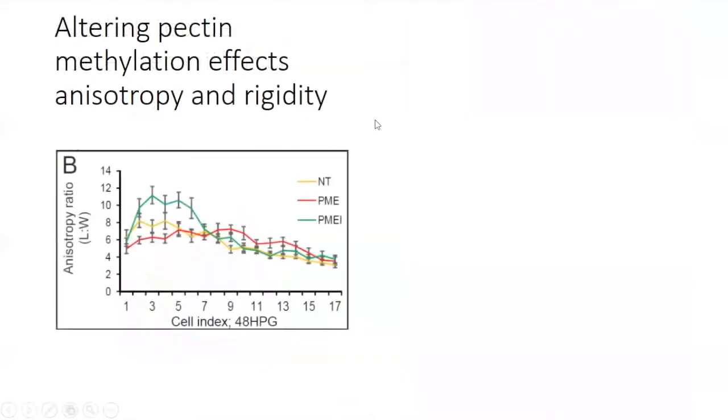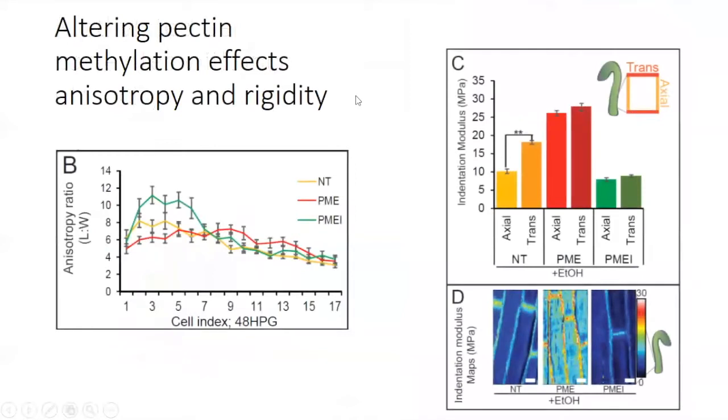So when we go back to those PME and PMEI overexpressors, this is the same image that you saw before, but now we're focusing on the fact that the ratio between the transverse and axial walls has actually disappeared. The non-transgenic treated with ethanol shows the rate difference, but in the PME, everything is rigid, there's no difference anymore, and in the PMEI, everything is soft, there's no difference anymore. Before I showed you the length of the cells, but now I'm showing you the length versus the width, and you can see the PMEI cells are way more anisotropic. So the ratio of length to width is more, and the PME cells are less anisotropic. So you're affecting the anisotropy as well as the elongation rate.